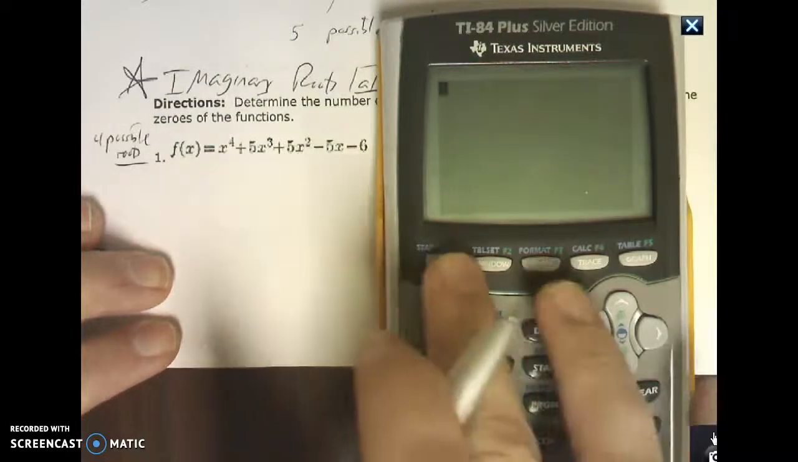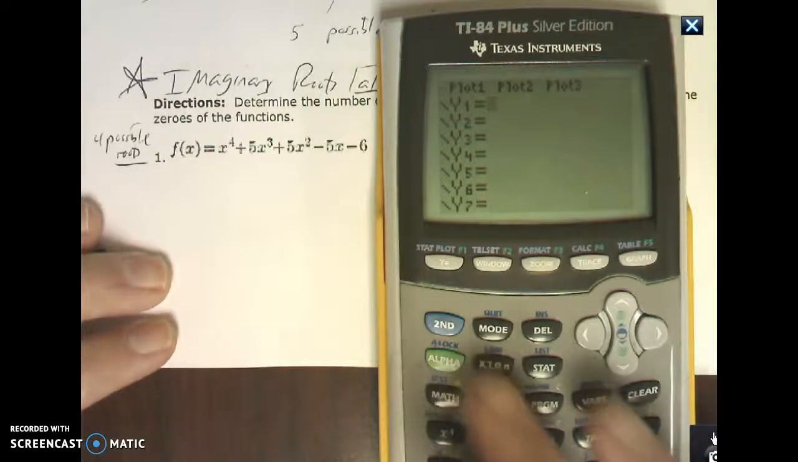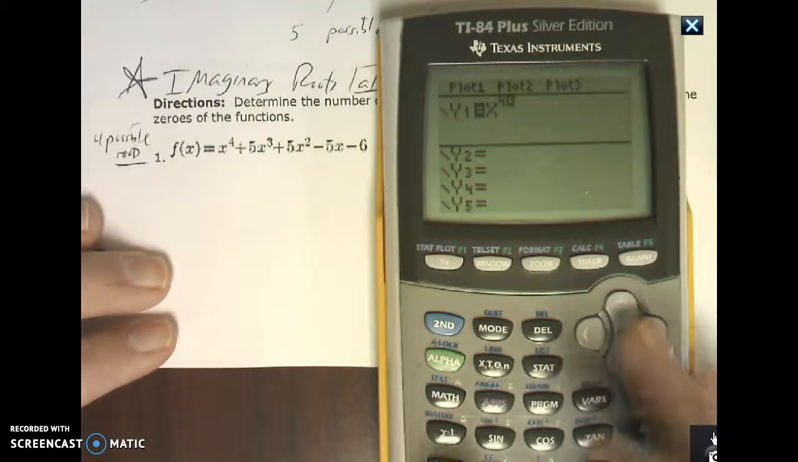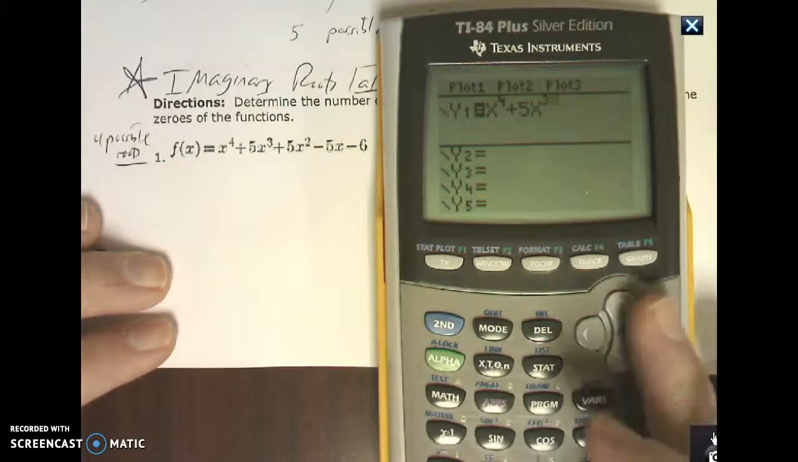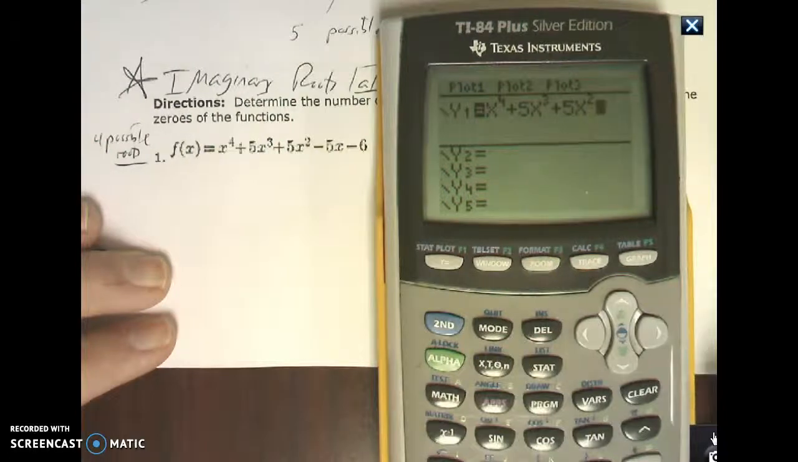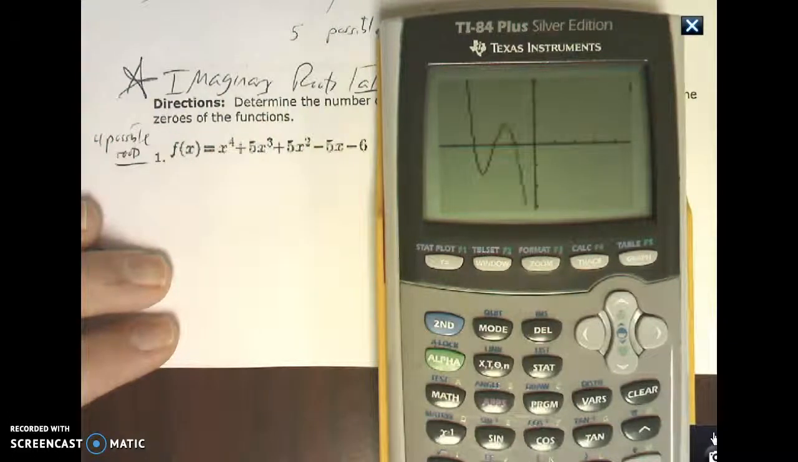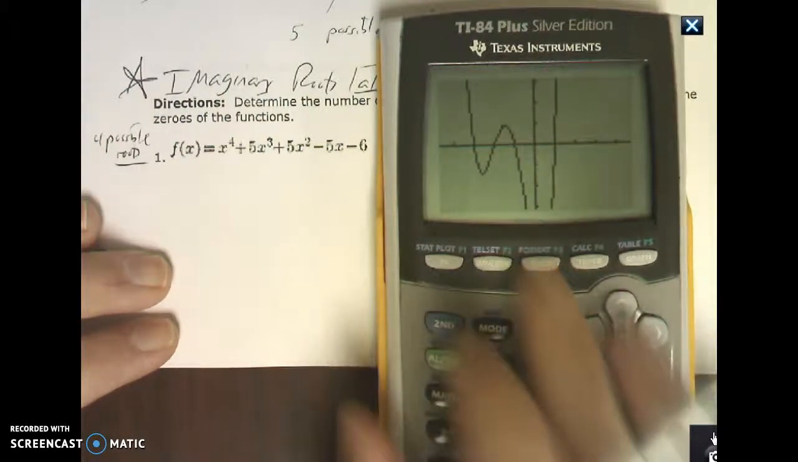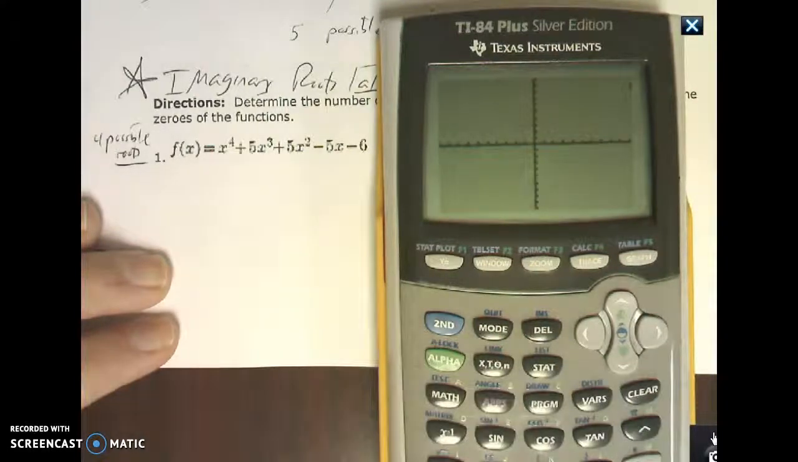You're on your home screen, top left is y equals. I'm typing in my function here: x to the 4th plus 5x to the 3rd plus 5x squared minus 5x minus 6. I have it. I'm going to graph it. Now, you're probably going to be in Zoom Standard. This is how your graph would look.